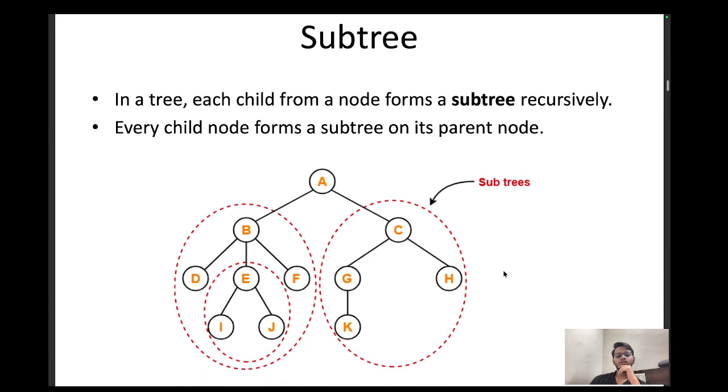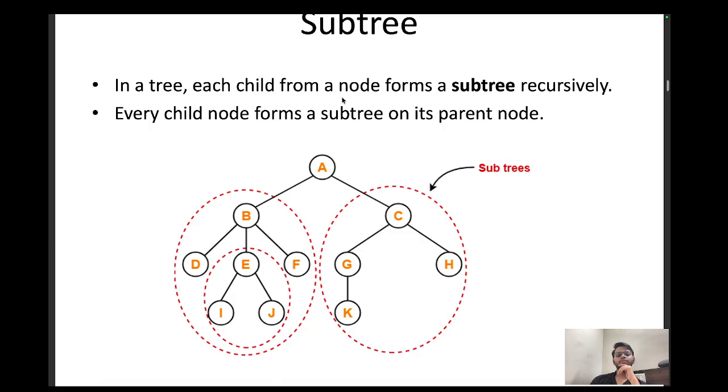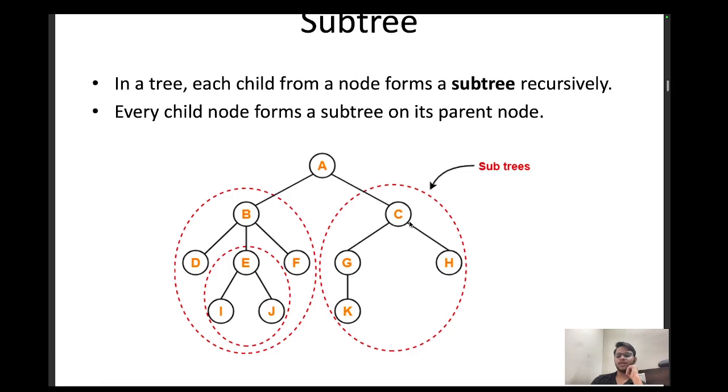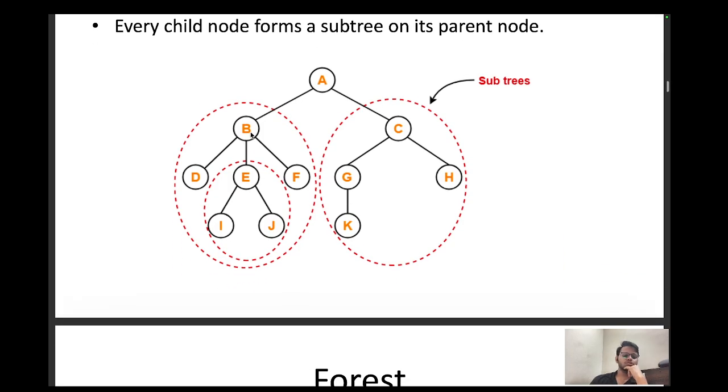What is a subtree? In a tree, each child from a node forms a subtree recursively. Each child node forms a subtree on its parent node. So if we see here, A has two children, this whole part and this whole part. These are the subtrees of A, the right side and the left side both. B also has subtrees D and E. E also has subtrees I and J. Sorry, I'm really sorry for this.